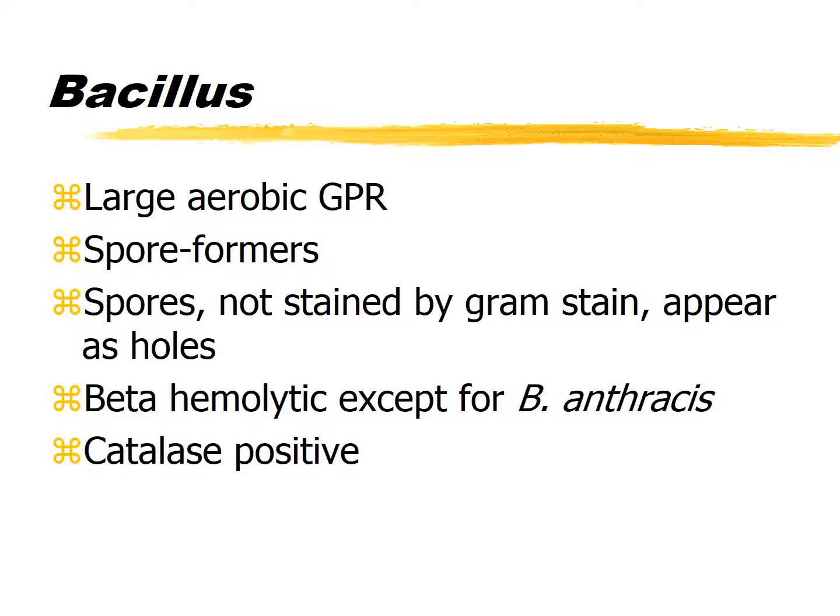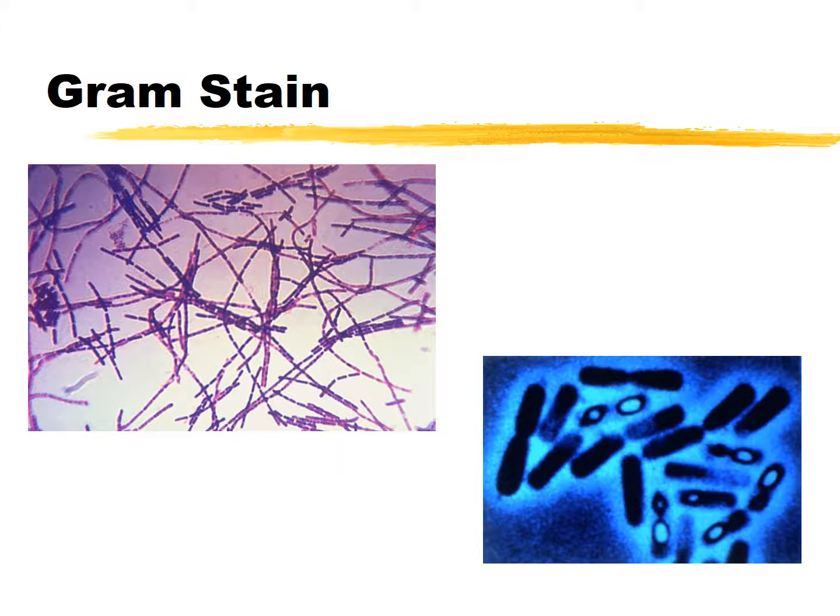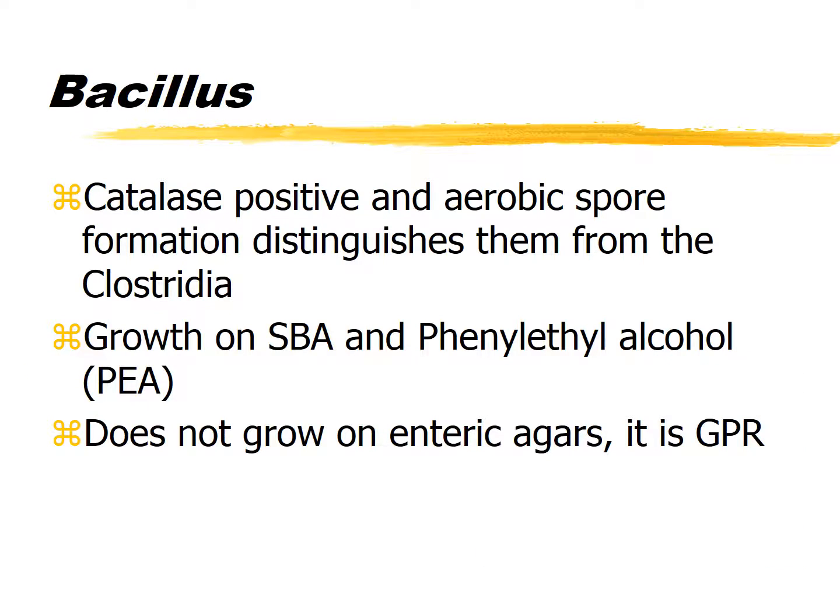It's a large aerobic gram-positive rod. Spores don't stain by gram stain. They appear as holes. Beta hemolytic, except for Bacillus anthracis, and they're catalase positive. So here's a gram stain, and you can see where those spores are in the hole. They're huge. You won't see anything bigger than this. They're catalase positive. They have aerobic spore formation. They grow on blood. They grow on PEA, but they will not grow on enteric agars like MacConkey.